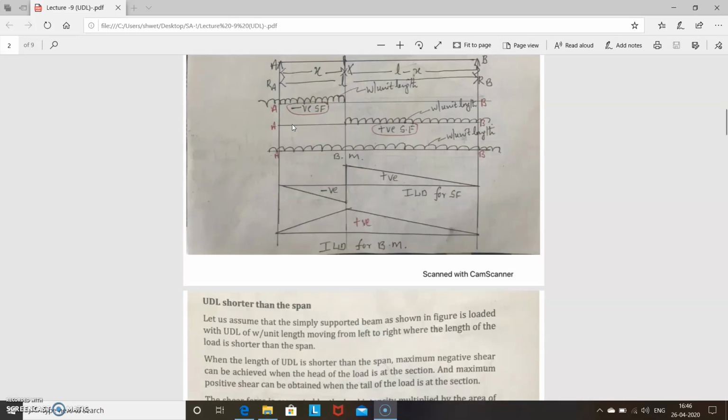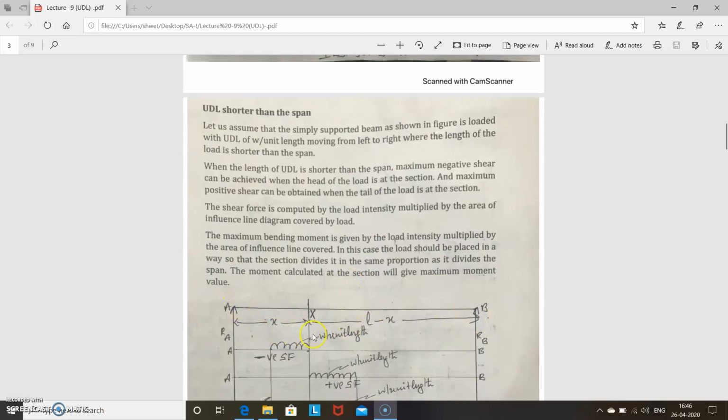Next we will see UDL shorter than the span. Here also let us assume one simply supported beam AB of length L, and this is the section, which is located at a distance of x from A. So this is L minus x. The intensity is W per unit length.